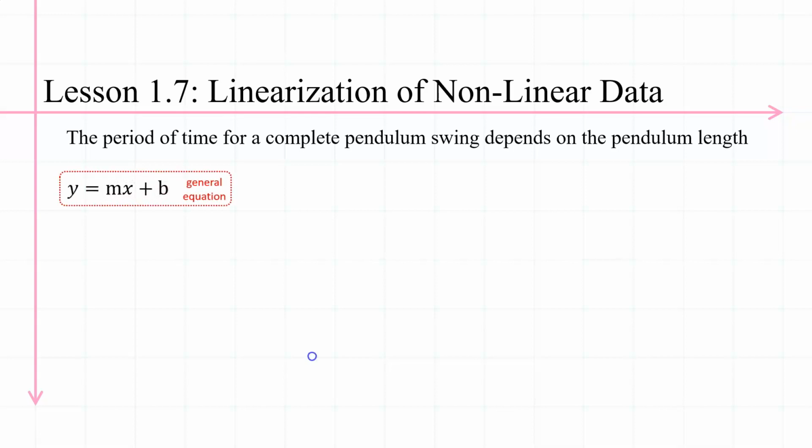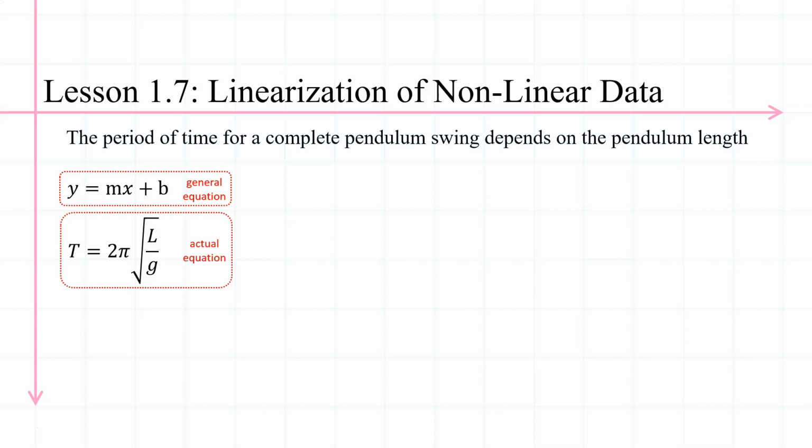Well, the linear relationship is going to be this, but our actual relationship is a little more complicated. The period of a pendulum is 2 pi, you get some constants there, right? Times the square root of the length of the pendulum divided by acceleration due to gravity.